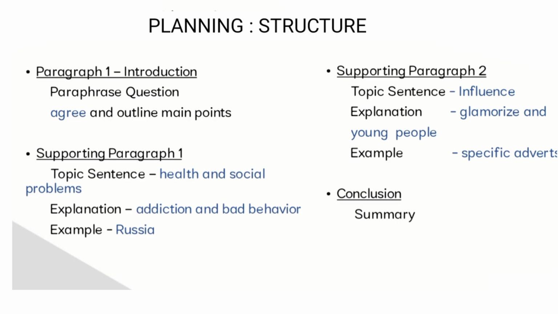Next is example. We have to write an example, or a personal example will be converted into a real life example. In our supporting paragraph 2, we will write about the second viewpoint or second reason for our agreeing. First, we will write about influence, which is our topic sentence. Then we will explain that through glamorize young people. We will write an example. And our fourth paragraph will be the conclusion.